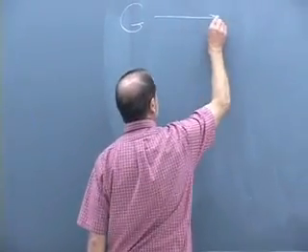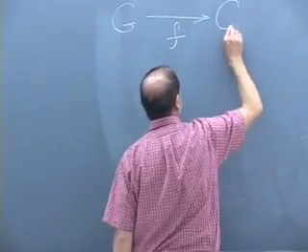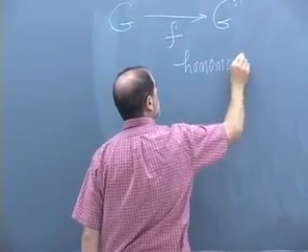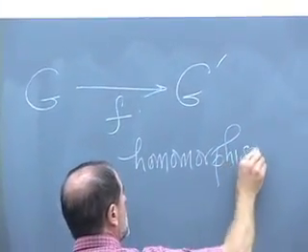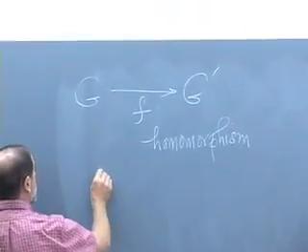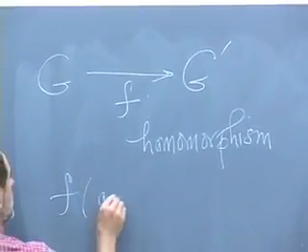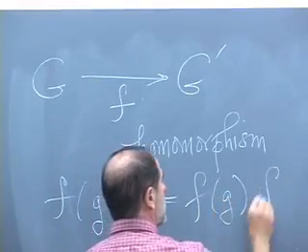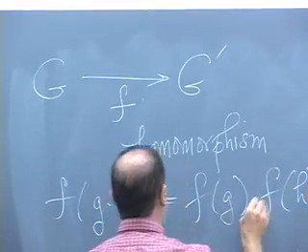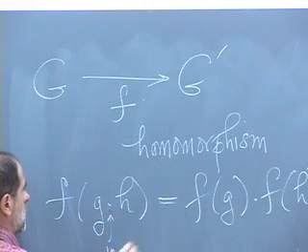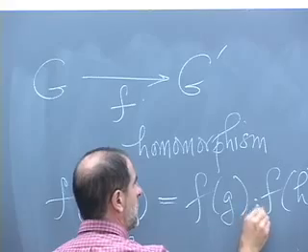So a homomorphism is something that goes from one group to another. And it's a map of sets which has the property that it takes one multiplication into the other. So f of g times h is f of g times f of h, where this multiplication takes place in G, and this multiplication takes place in G prime.